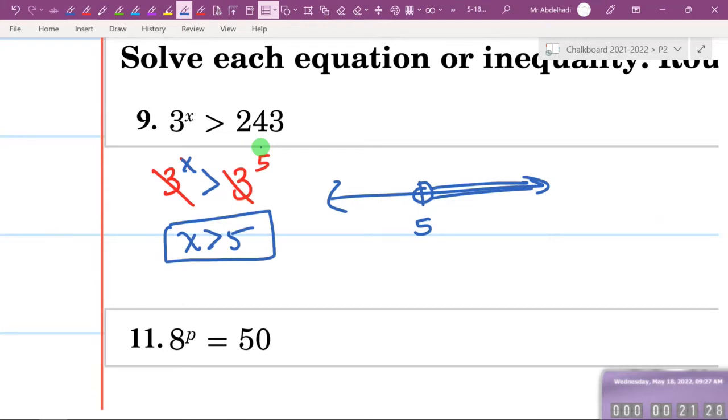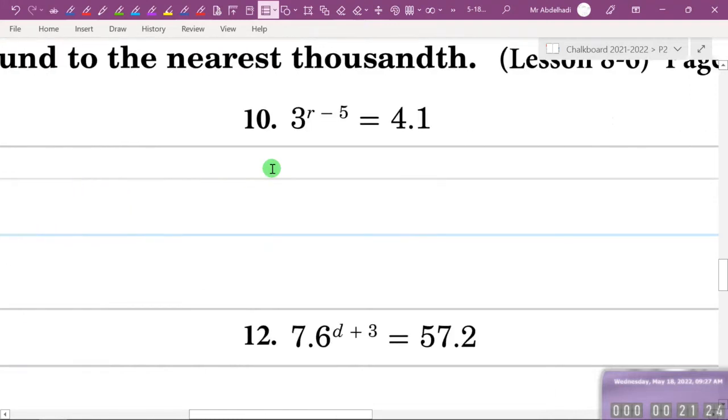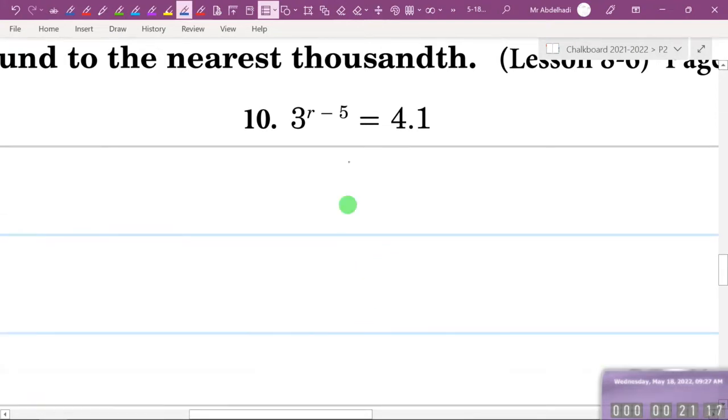So let's see what happens when you cannot find a common base. Let's look at number 10. Now you have 3 and 4.1. These don't have a common base. Okay, no good. And also it's decimal, so you're probably going to have to take out a calculator at some point. So if you can't match up the bases, your only choice now is to say, all right, well, I need to bring this power down so I can get the r by itself. I can't bring the power down because it's not a logarithm. So how do I make this a logarithm?